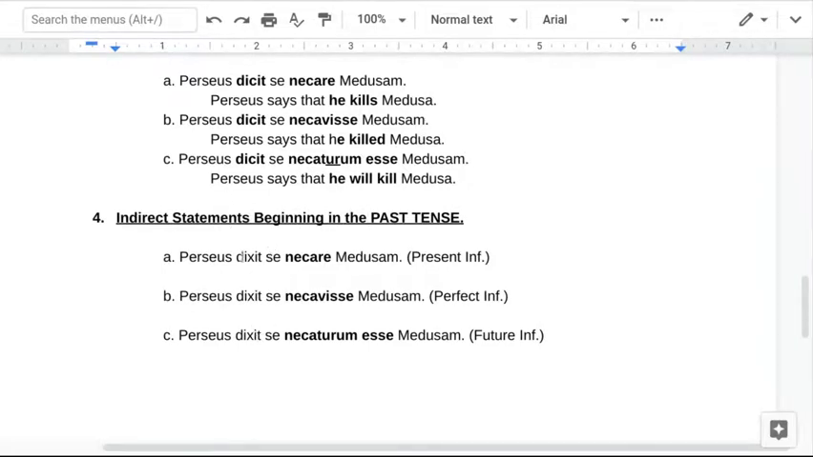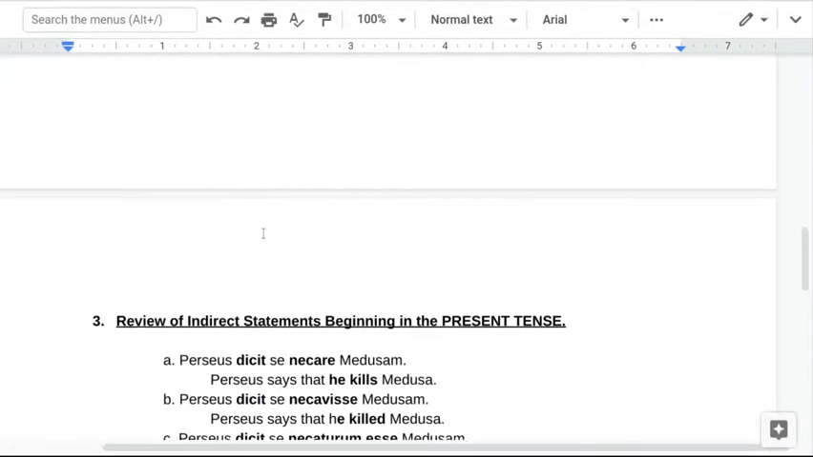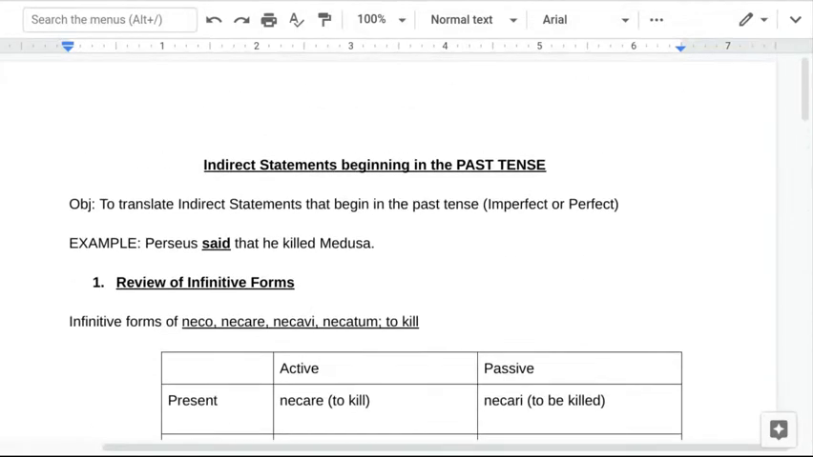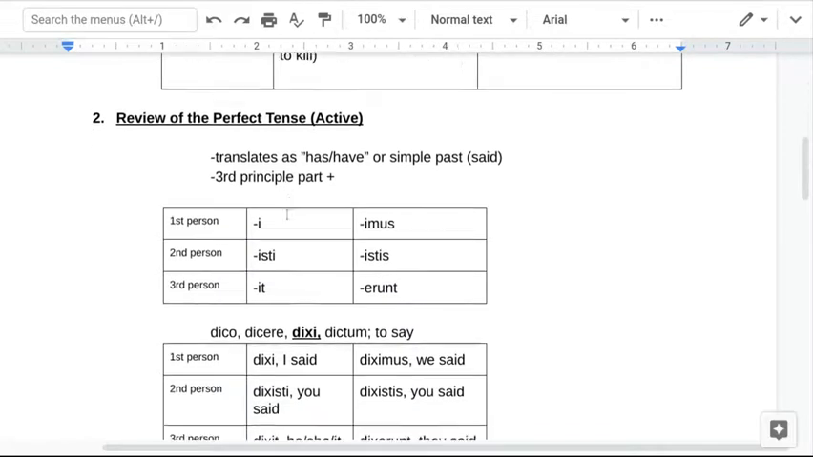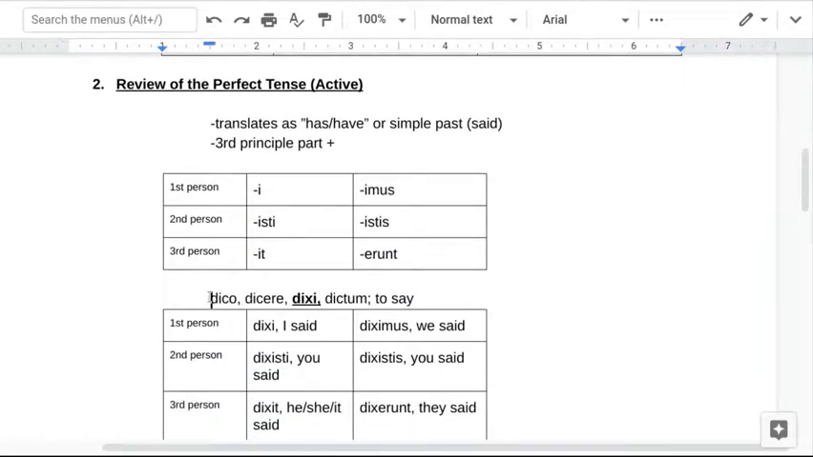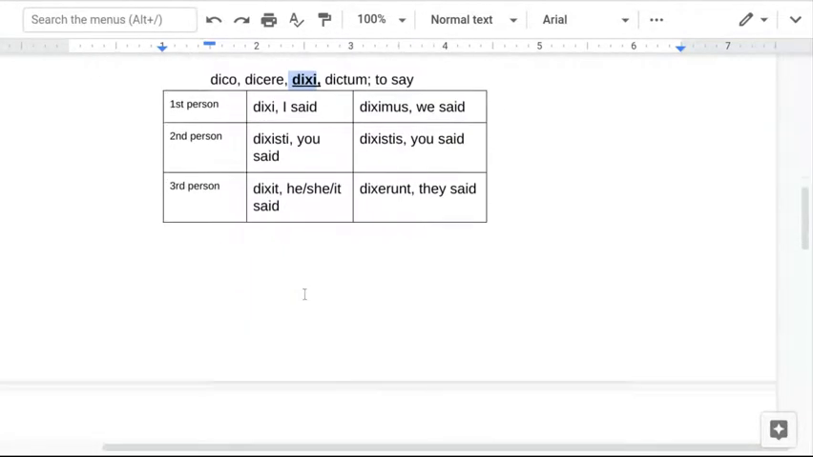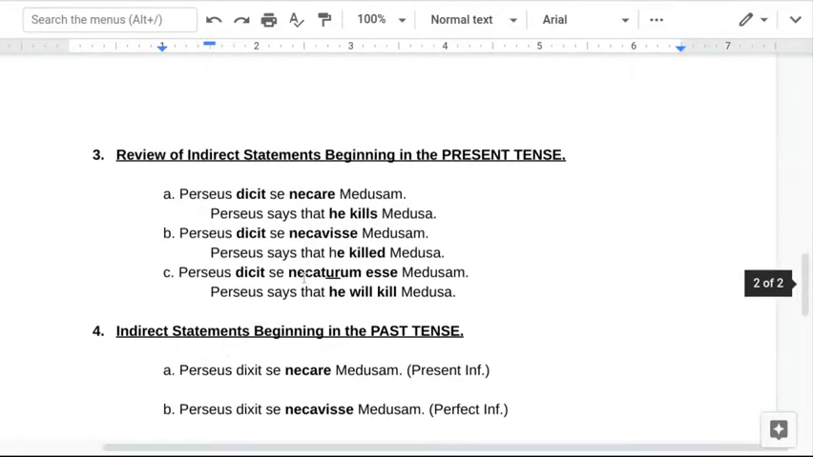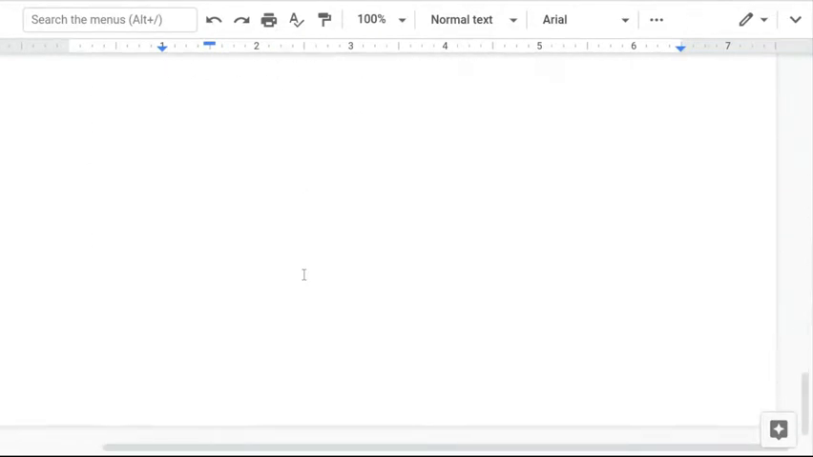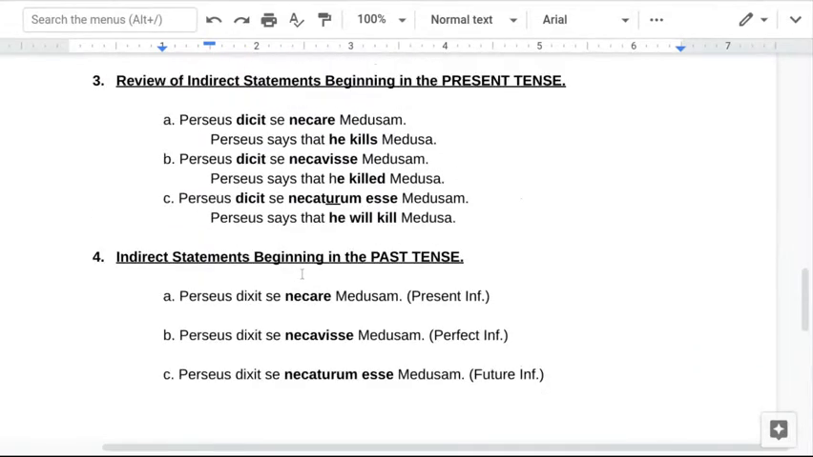So we already talked earlier that Dixit would be the perfect tense of Dico. Okay, that X, you see it in a lot of verbs. It's a pretty big giveaway that you're dealing with a third principal part. Just scroll back to Dico here. And if you're dealing with a third principal part of a verb, it's probably in the past. That's what that third principal part is used for. It's used for creating the past tense.